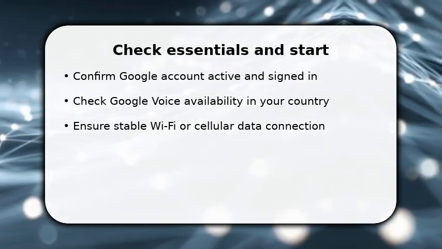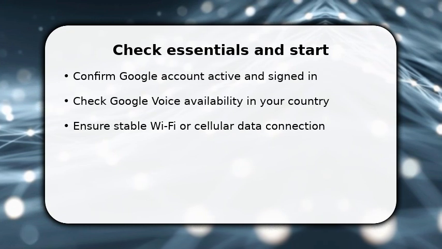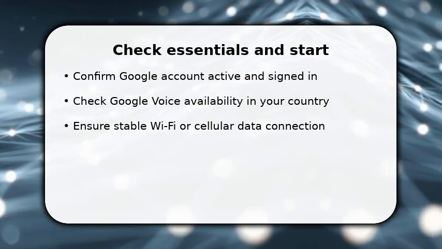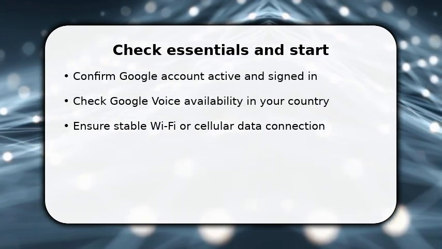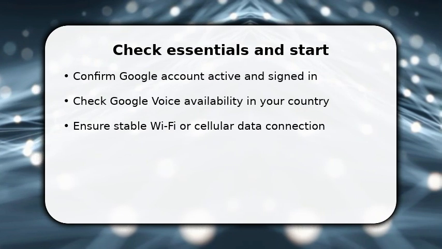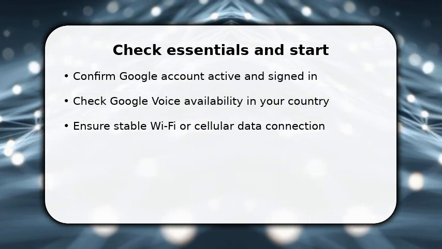Next, open a private browser or use the mobile app to avoid cached auth conflicts. Make sure your device date and time are accurate because Google rejects mismatched timestamps. These steps remove most access blockers before deeper fixes.